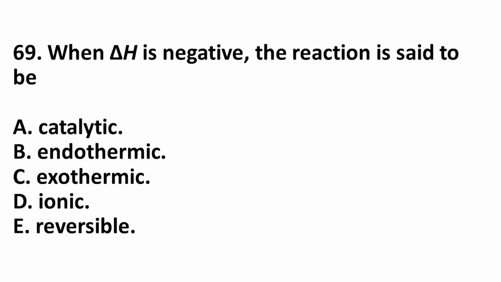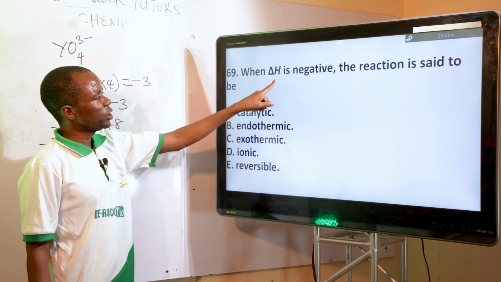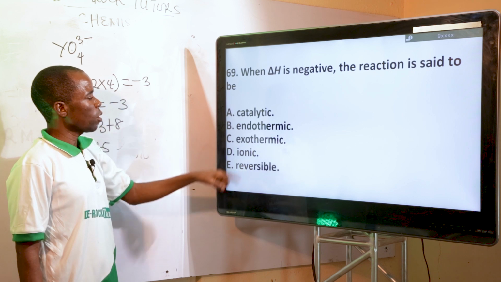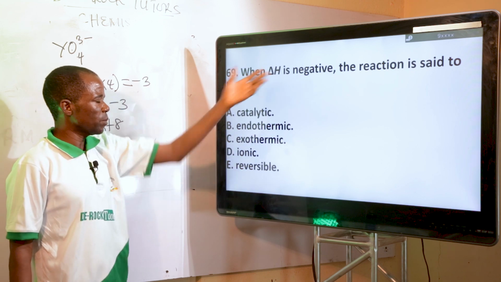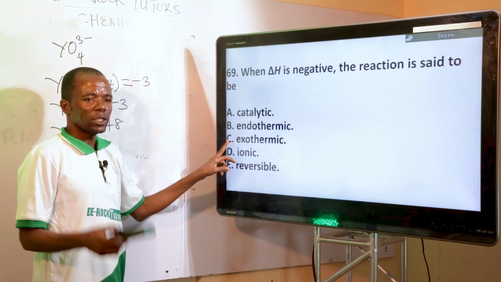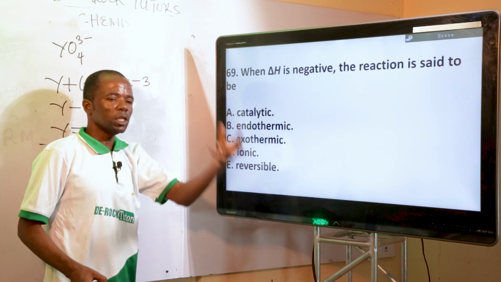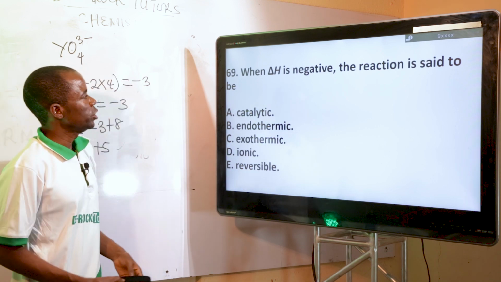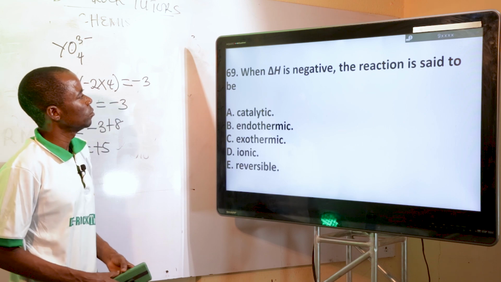When delta H, that's the enthalpy change, is negative, the reaction is said to be, everybody knows that, that's C, exothermic. When the enthalpy change is positive, it will be called endothermic. But in this case, the enthalpy change is negative, so it is an exothermic reaction in which heat is released to the environment. Number 70.